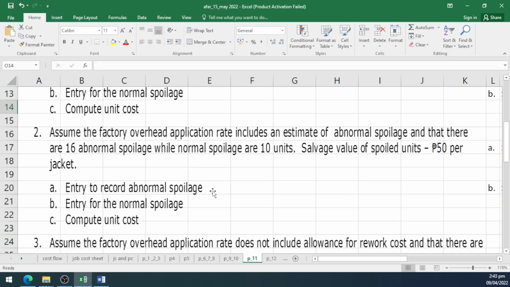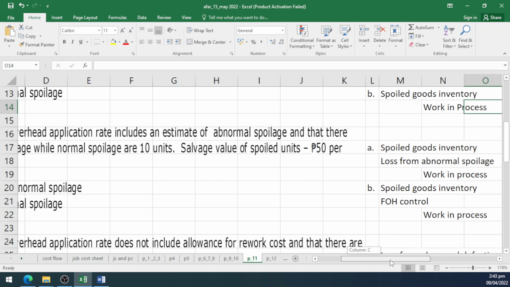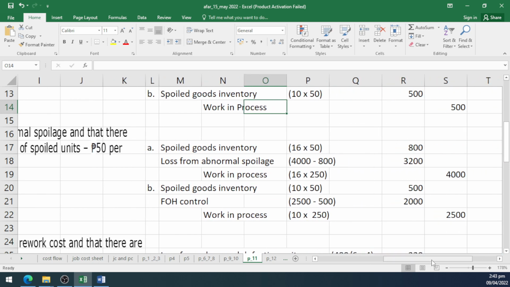Yan. Okay, let me go back. So, in this case, ang accounting for spoilage na gagamitin dyan is charge to all jobs or charge to factory overhead control. The overhead rate includes allowance for normal spoilage na. Kaya, kung nangyari yung spoilage, i-charge na natin sa factory overhead control. So, here is the entry and the computation. 16 units abnormal.